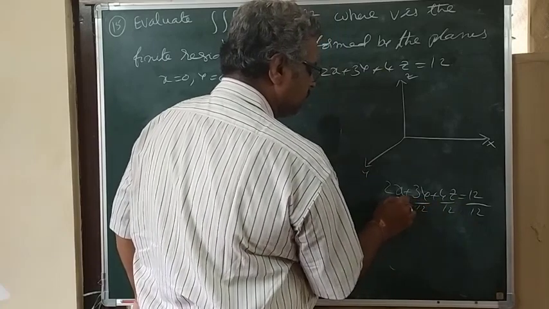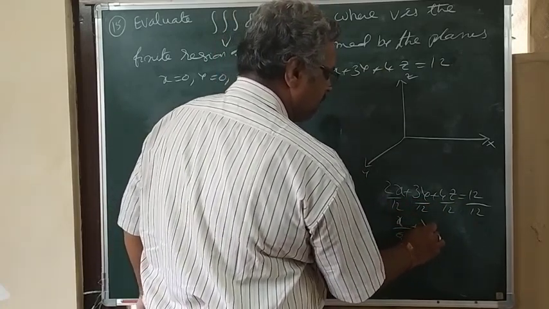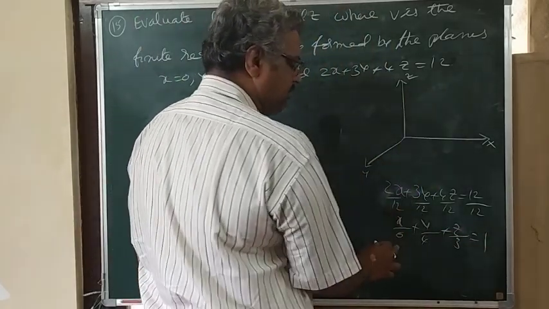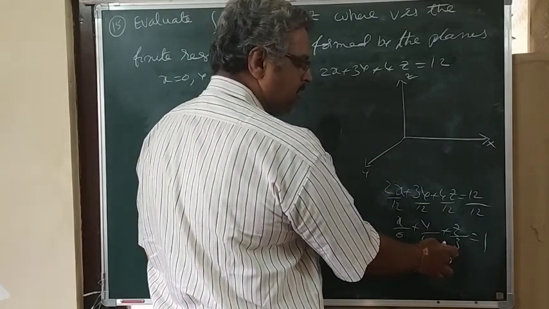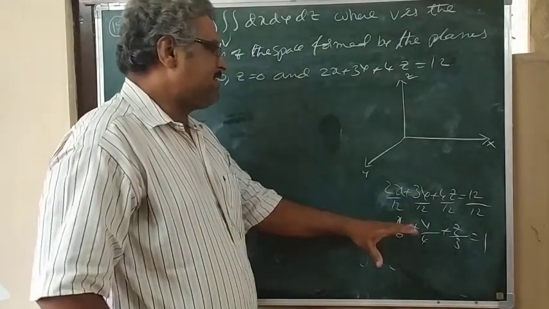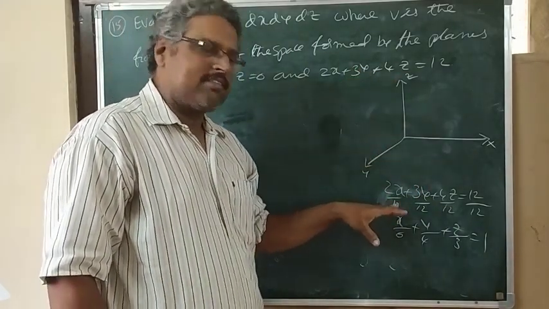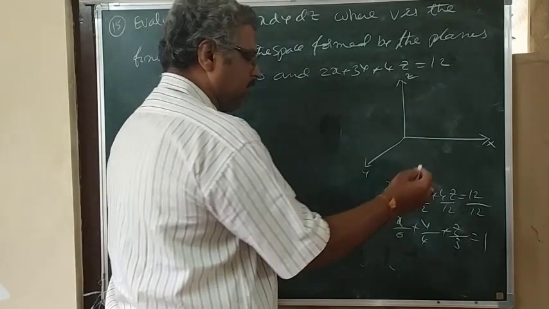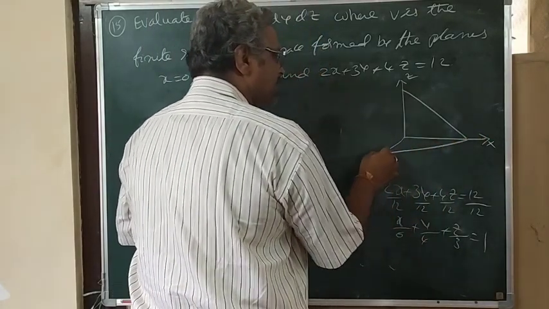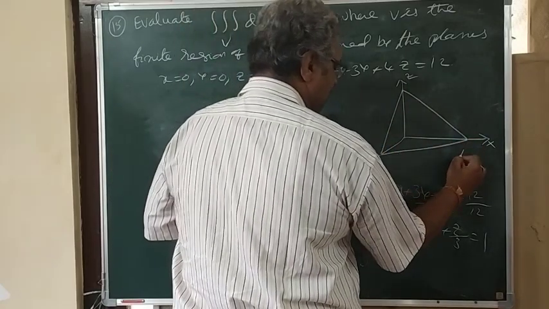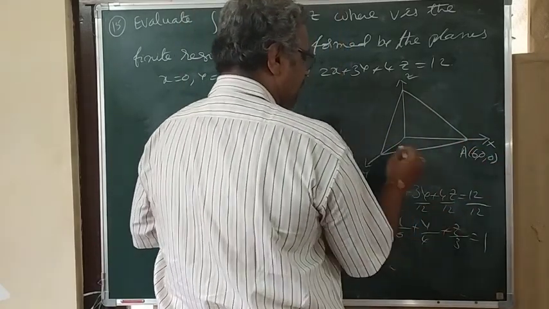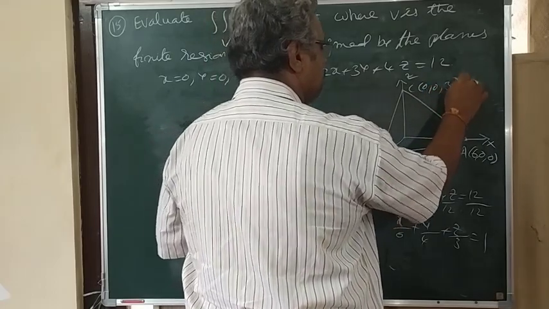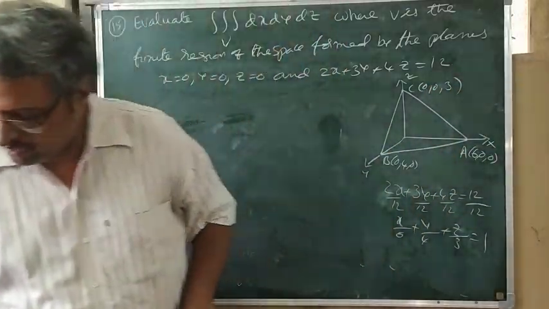If you divide it with 12, what happens? This is the given plane, divide with 12: x by 6 plus y by 4 plus z by 3 equals to 1. X intercept is 6, y intercept is 4, z intercept is 3. So this plane intersects the coordinate axes at A (6, 0, 0), at B (0, 4, 0), at C (0, 0, 3). This looks like our previous problem.